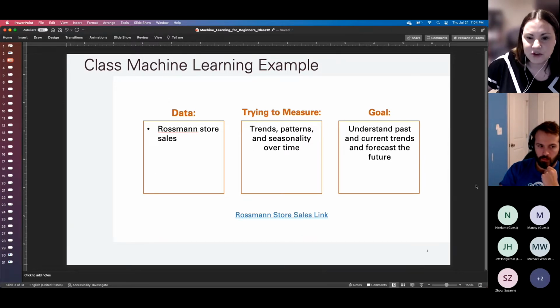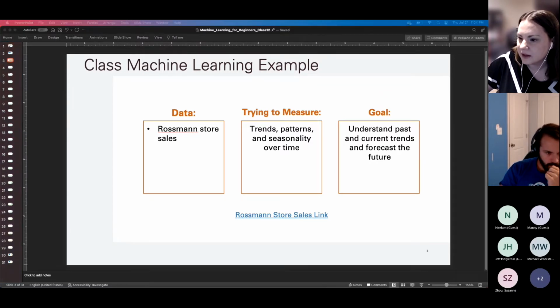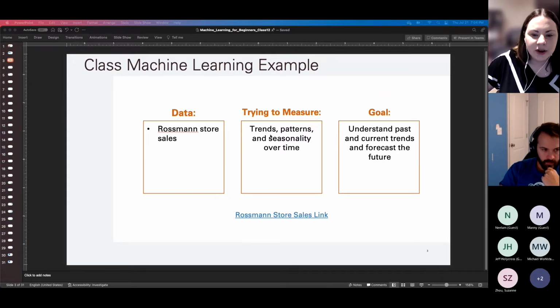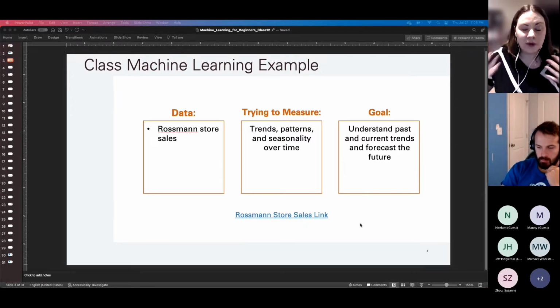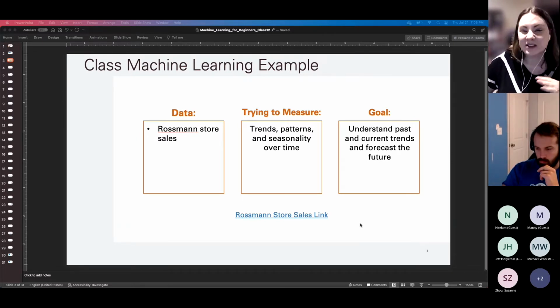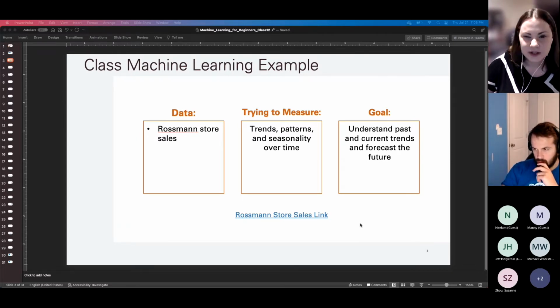What we're trying to measure and understand. Please mute yourself if you are not speaking. Thank you. What we're trying to measure and learn about today are trends, patterns, and seasonality over time. And the goal is to understand with this time series model past and current trends. And also I'm going to touch on, but not get too far into, forecasting into the future.